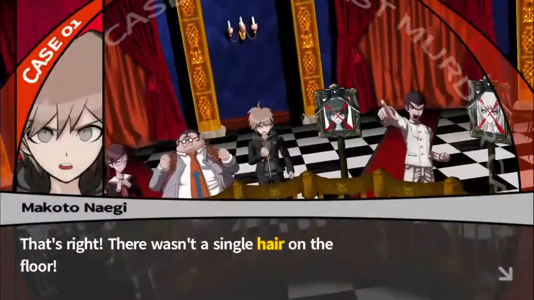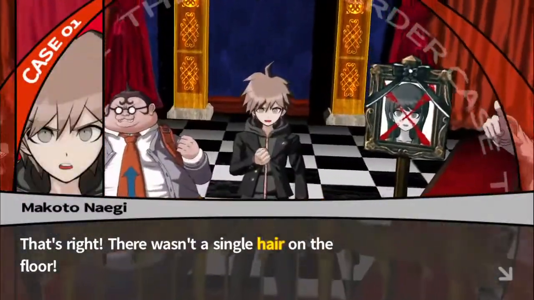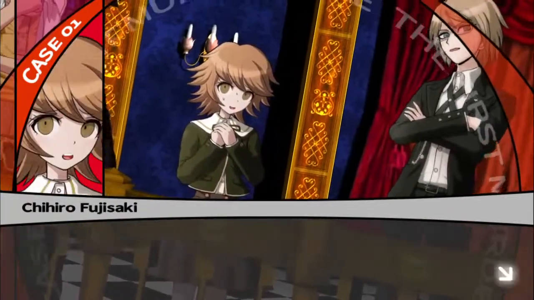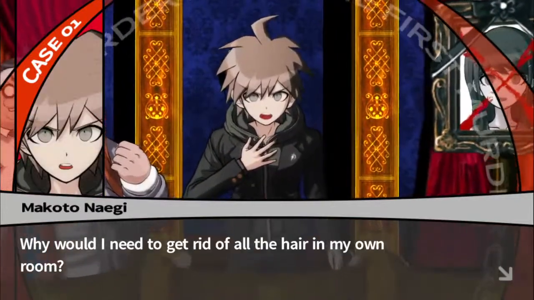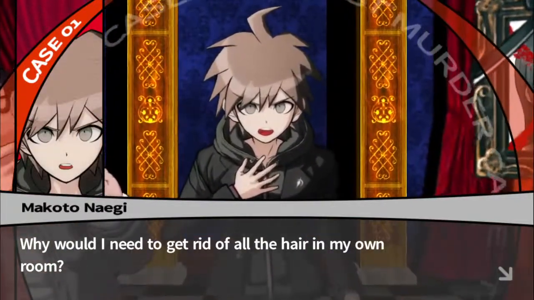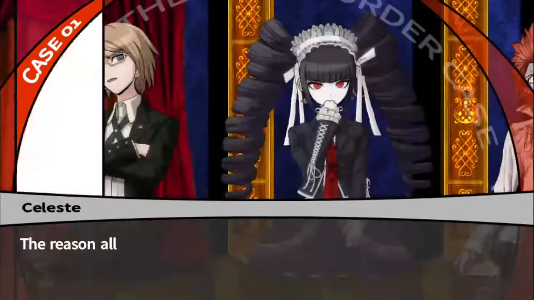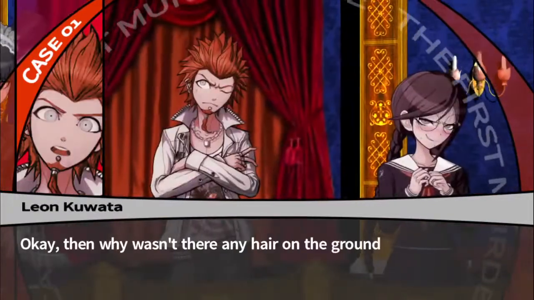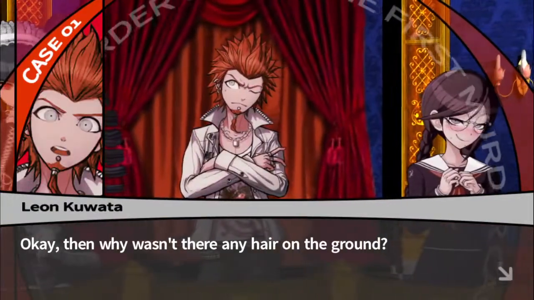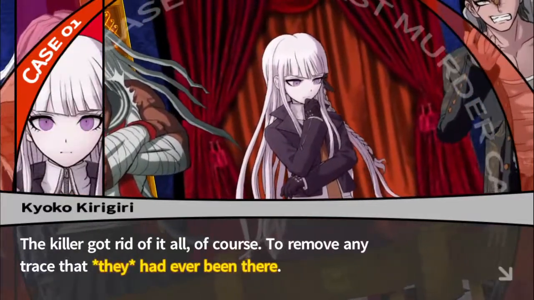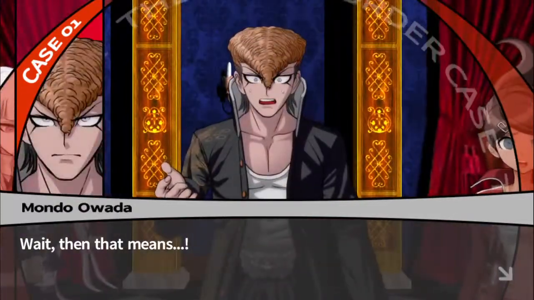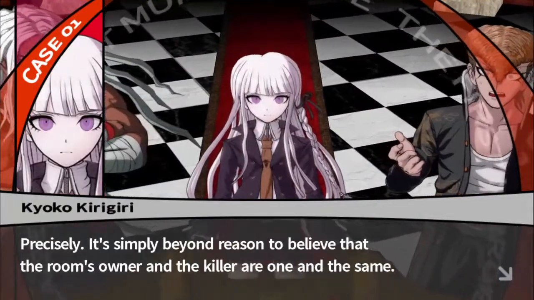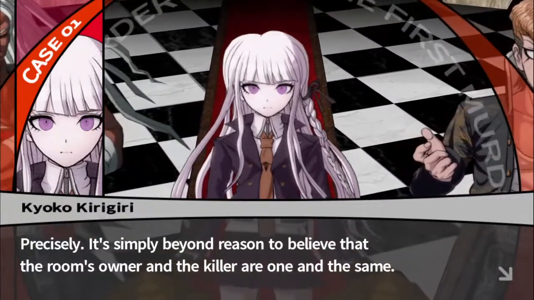That's right! There wasn't a single hair on the floor! So, the culprit... Yes! Why would I need to get rid of all the hair in my own room? It wouldn't be unusual at all to find... The reason that makes sense. No. If that were the case... Okay, then why wasn't there any hair on the ground? The killer got rid of it all, of course, to remove any trace that... Wait, then that means... Precisely. It's simply beyond reason to believe that the room's owner and the killer are one and the same.